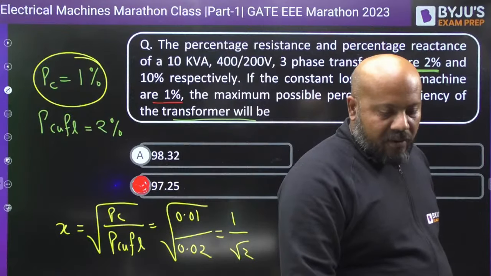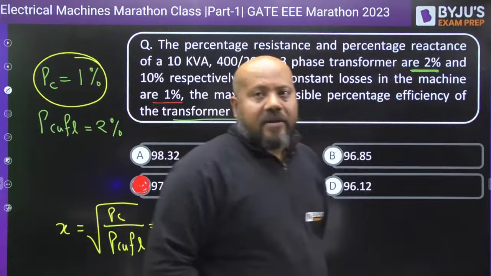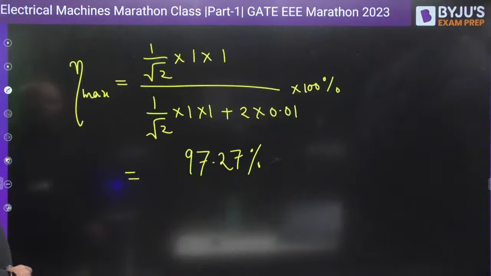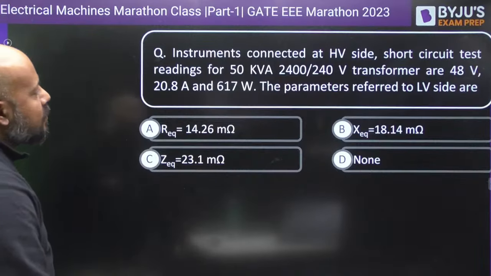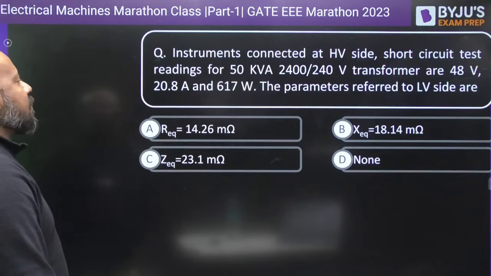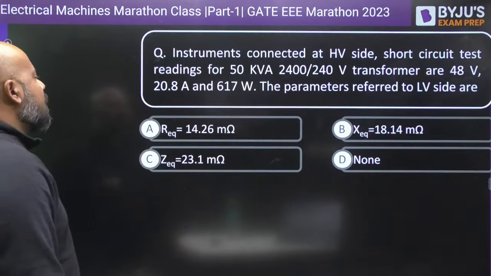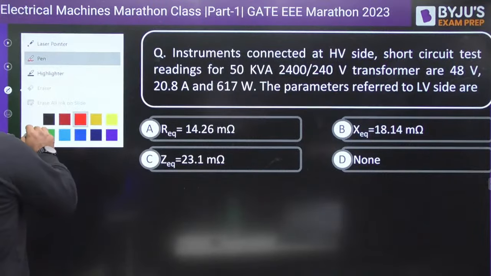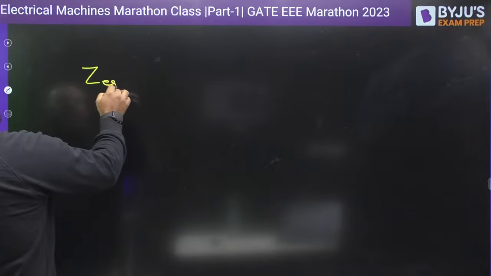The next question. Next question again belongs to the short circuit test. Instruments connected to the high voltage side, short circuit test readings for a 50 kVA 24/240 volts transformer are given as 48 volts, 20.8 amperes and 617 watts. Now, you can use one formula I am giving you, that you can write Z equivalent directly.